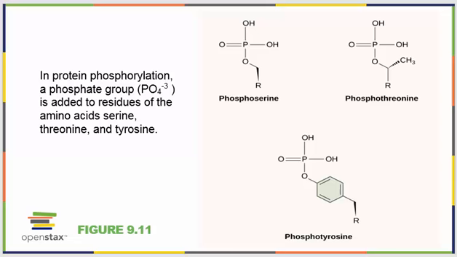Phosphorylation can activate or inactivate enzymes, and the reversal of this process is known as dephosphorylation. And it happens by something called a phosphatase. It reverses the effect of whatever the phosphorus was doing.